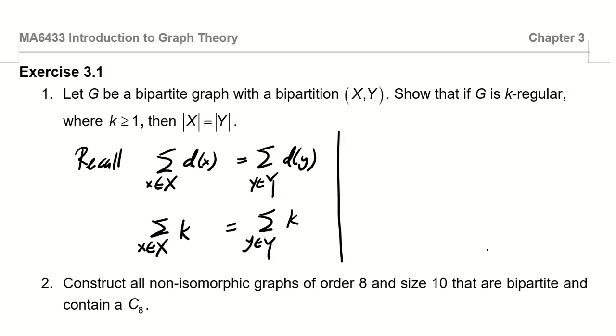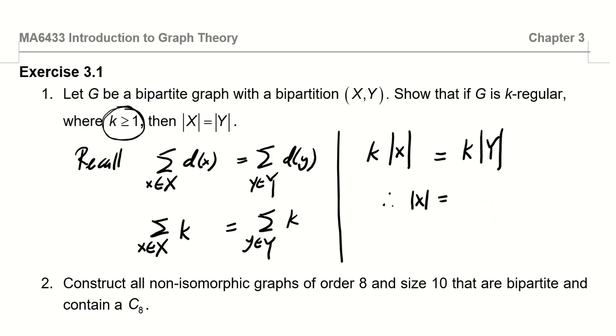On the left hand side, it is k multiplied by the number of vertices in X, and on the right hand side it is k times the number of vertices in Y. Here a very important condition is that k is at least 1, meaning that k is not equal to 0. Then we can cancel the k, and so the number of vertices in X equals the number of vertices in Y in this case.